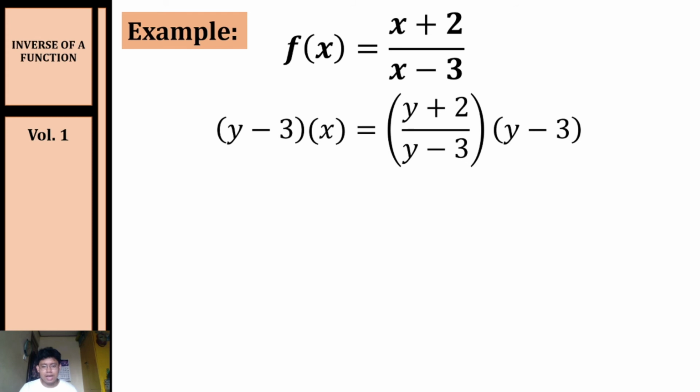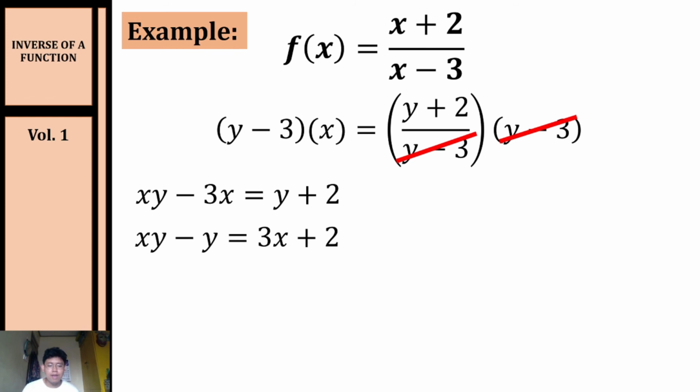Doing that, we can cancel y minus 3 and y minus 3. Then let's apply distributive property. Let's multiply x and the quantity y minus 3. So we will have xy minus 3x is equal to y plus 2. Since we have two variable y in this equation, let's isolate all the terms with the variable y. So let's place all the variable y in one side of our equation. So let's transpose. We will have xy minus y is equal to 3x plus 2. We also transpose negative 3x to the other side of the equation.